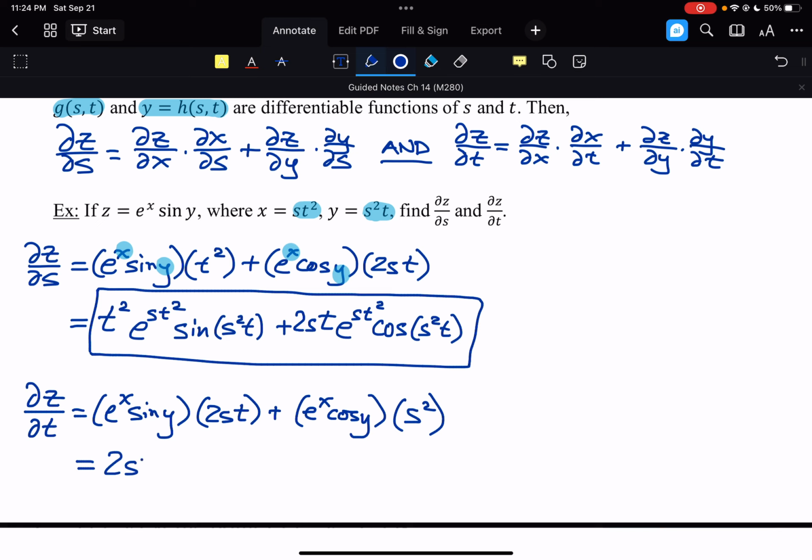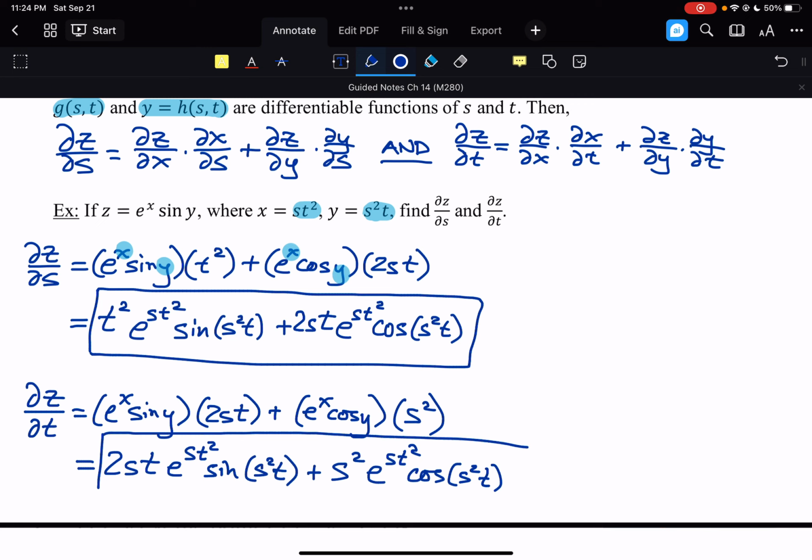So we get 2st and then substitute in appropriate values. So 2st e to the st squared sine of s squared t plus s squared e to the st squared cosine of s squared t. So that would be our partial derivative with respect to t.